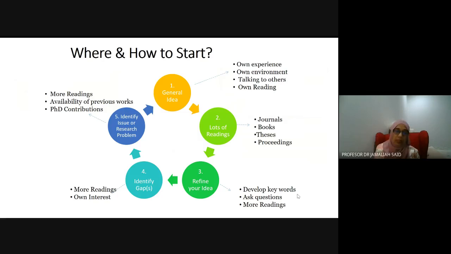So they will propose some area of research to be conducted in the future to overcome the limitation of his or her study. So you may pick up from that also. So next one is to refine your idea, develop keywords. Okay, keywords which come from the variables of your study. To ask with more reading, I think you'll get more ideas on what you plan to do.